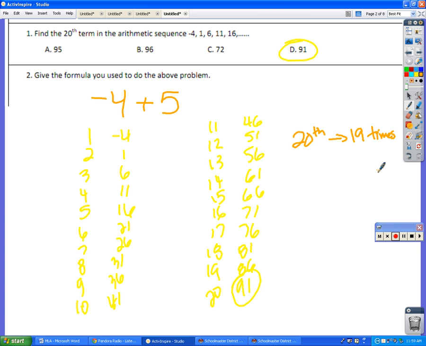Easier one to do: to get the second term, how many times did I add 5 onto there? One. Right, so second term, I added on there 1 time. So just for funsies, I'll just pick a random one. To get the 15th term, how many times would I have to add 5 onto there?